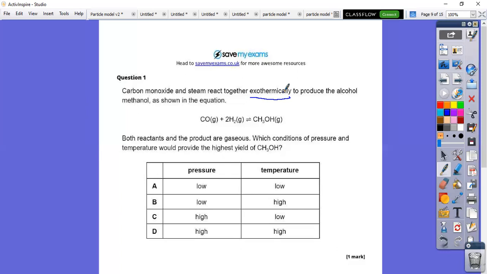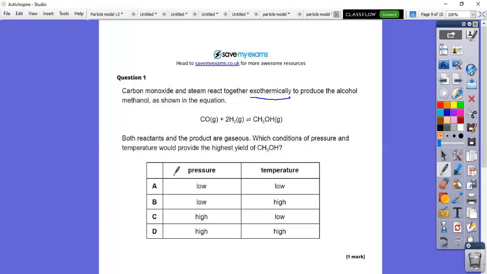So would it be a high pressure? High pressure, good. So it's either C or D, good. You've made the right deductions. And then, would it be high temperature?